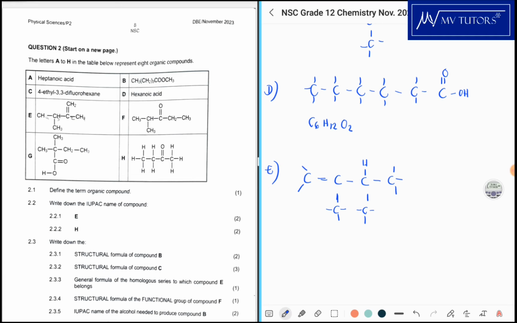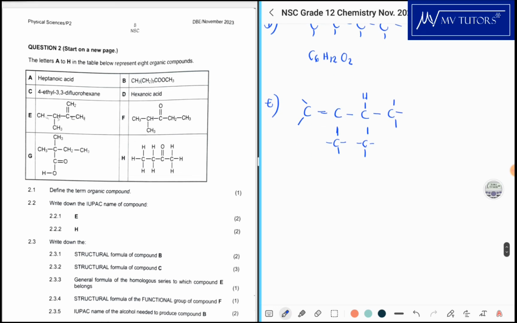Okay, so now that we've drawn the structure in a way that is easily done, we can see that we have an alkene. What kind of alkene can we say it is? So on the second carbon, first of all, the longest chain is 4 carbons, so we can say this is but-1-ene.